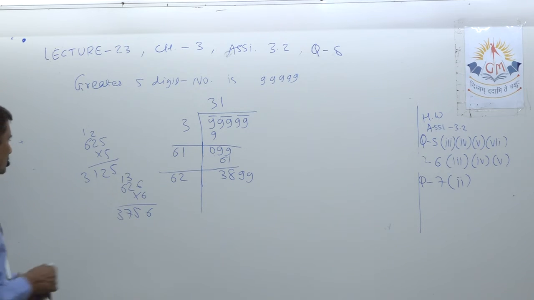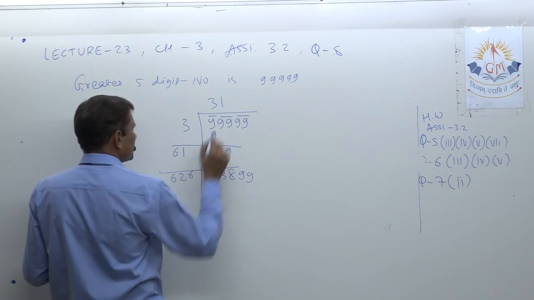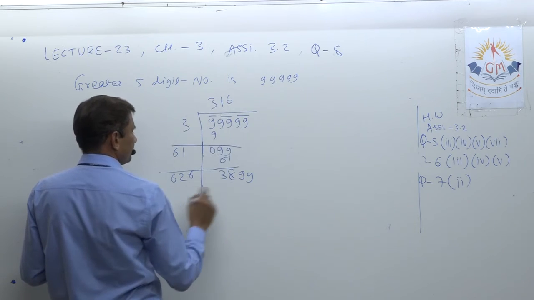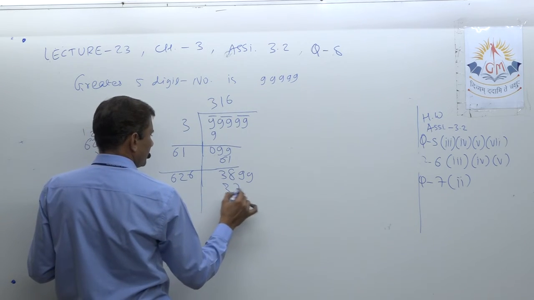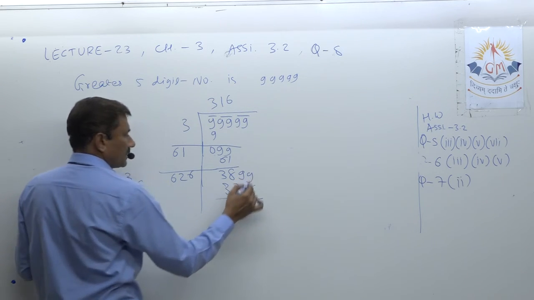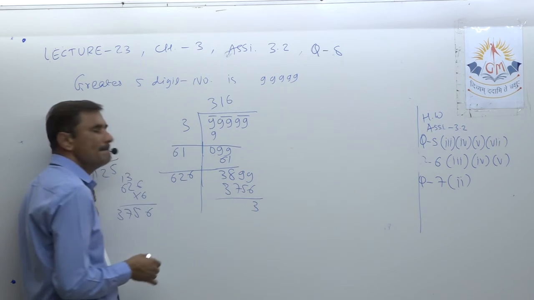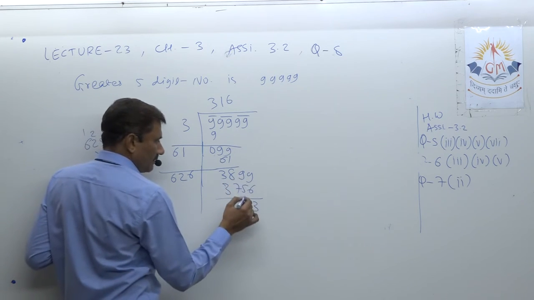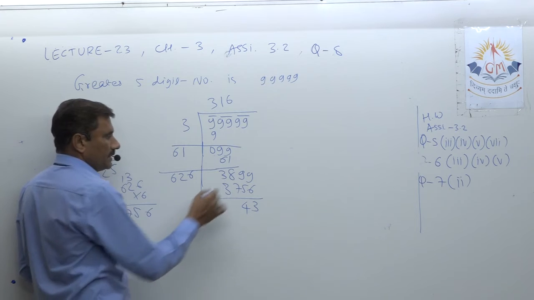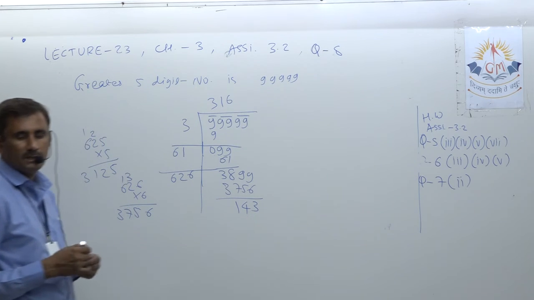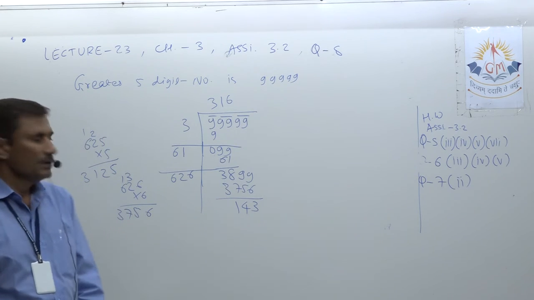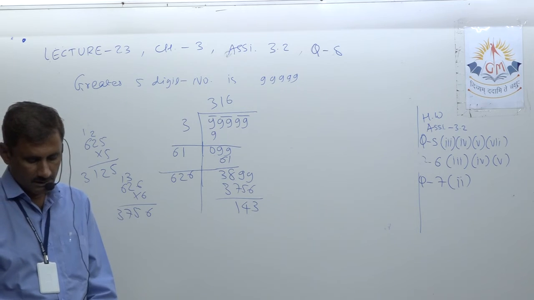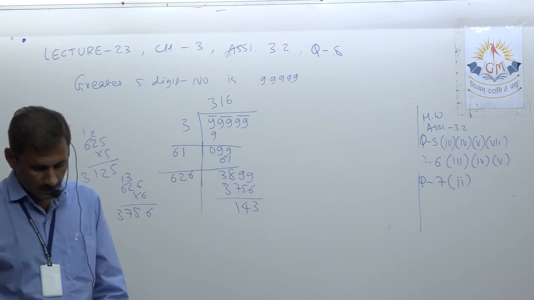Okay. So it will be 626 into 6, so 3756. So 9 minus 6, 3. 9 minus 5, 4. 8 minus 7, 1. So the remainder we got is 143 in question number 10.